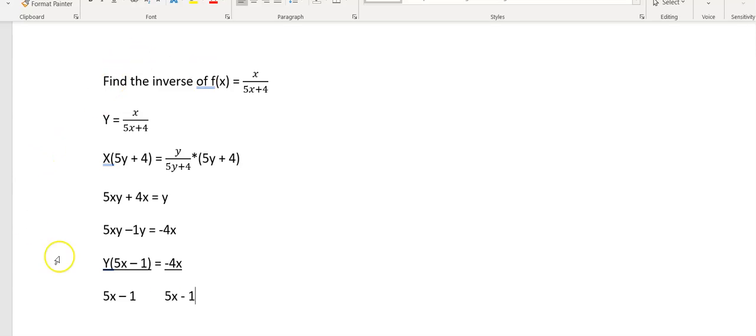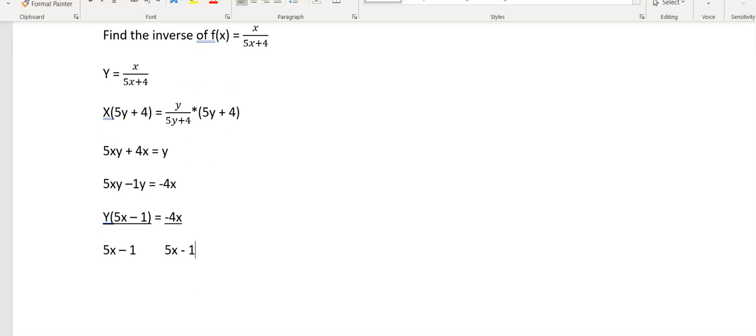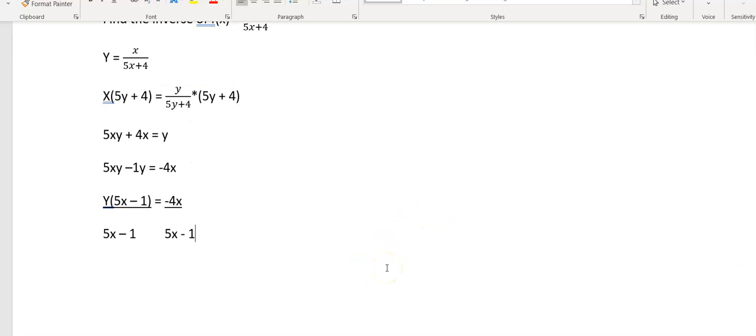All right, now on the left side, our 5x minus 1s are both going to cancel, and we'll just be left with y. And since we're just really rewriting in this last step, let's go ahead and put it into the f inverse notation. So there's our inverse function notation, and then all of this right here is the answer to our inverse function. And there we have it.